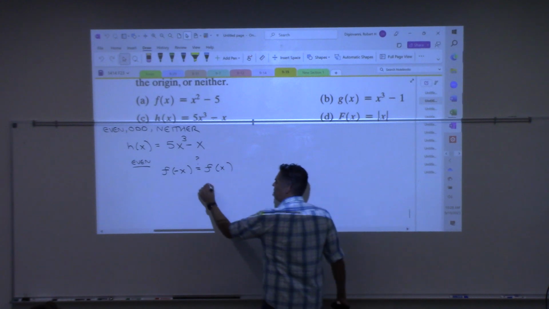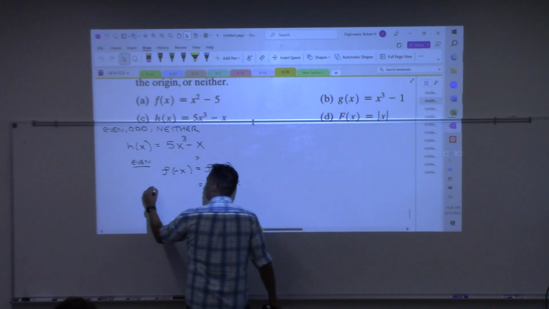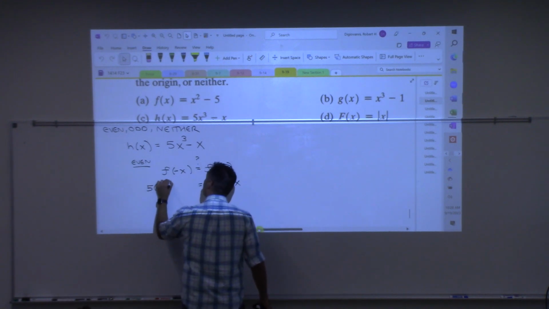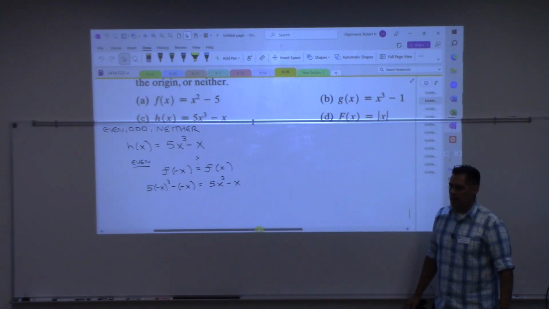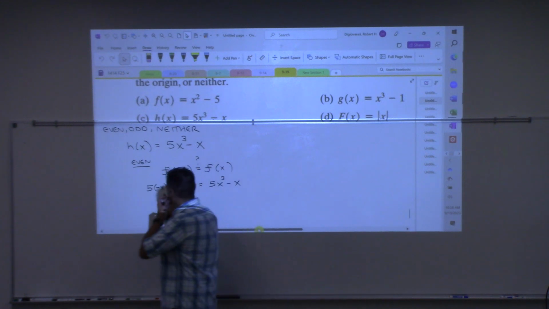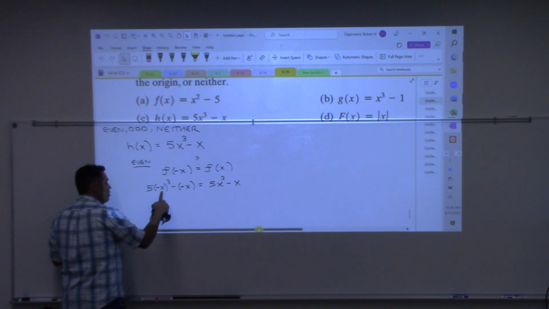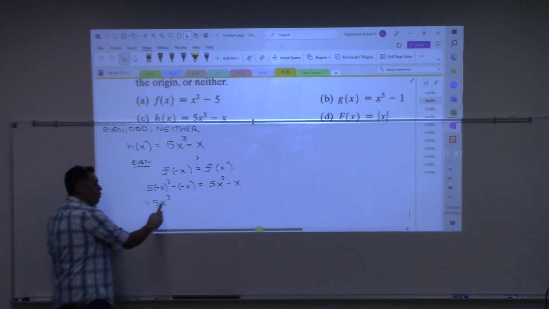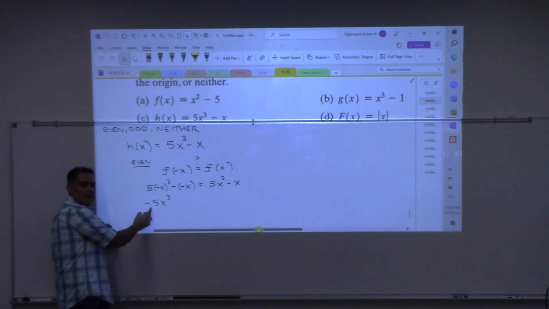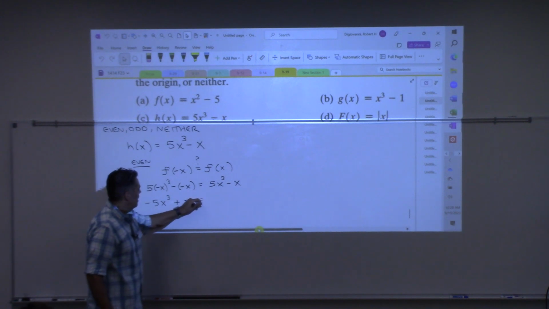The right-hand side is straightforward because you don't have to do anything, just the original function. The left-hand side is what you get when you plug a negative x into the original function. Everywhere you see x, replace it with negative x. Here, what did we just say negative x cubed was? Negative x cubed, right? So I'm going to rewrite this as negative 5x cubed. The negative that was in front of the x, I'm just going to pop out in front of the 5 and make it a negative 5. This is a double negative, which becomes plus. Is that equal to this?